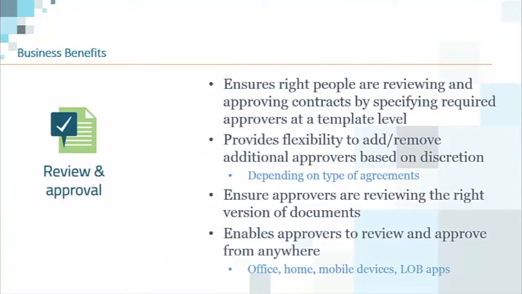And now, what are the business benefits of OnBase in the review and approval stage? First, it ensures that the right people are reviewing and approving contracts, as Scott showed, by specifying the required approvers at a template level. But at the same time, it also provides legal flexibility to add and remove additional approvers based on their discretion. OnBase also ensures approvers are reviewing the right versions of documents and enables them to review and approve those requests from anywhere, whether in the office, at home, via mobile devices, or directly from line of business applications, again, increasing productivity.